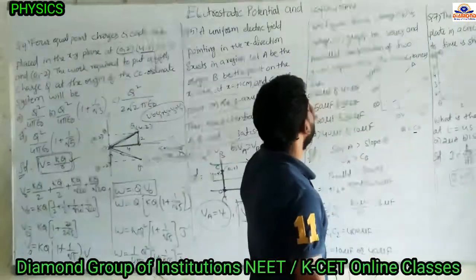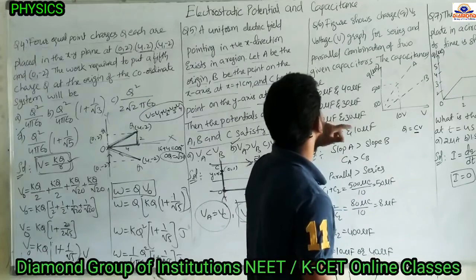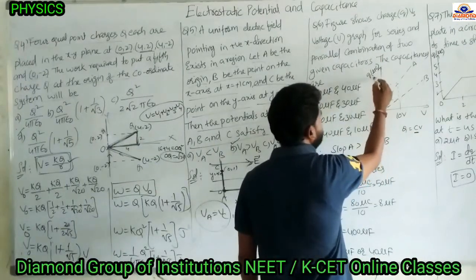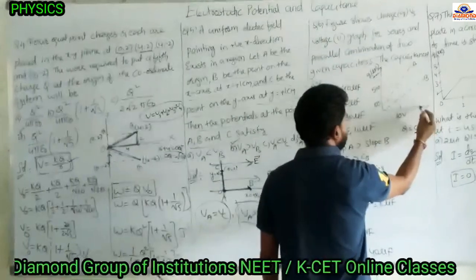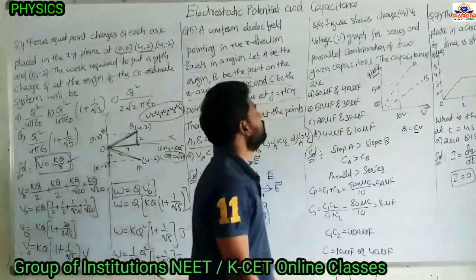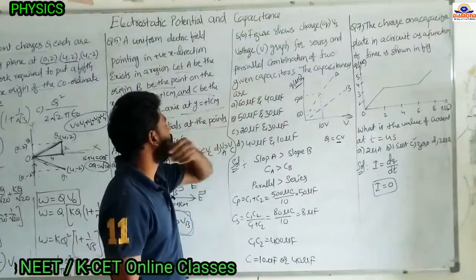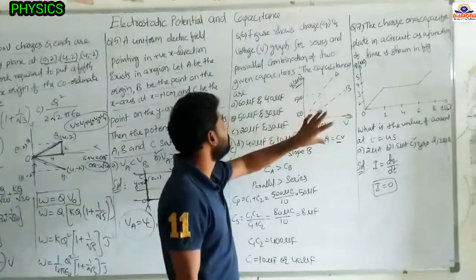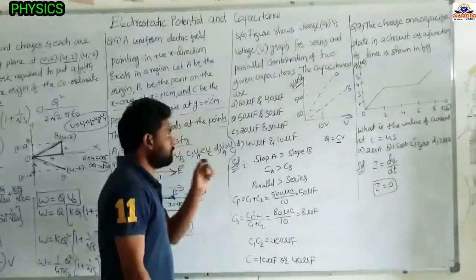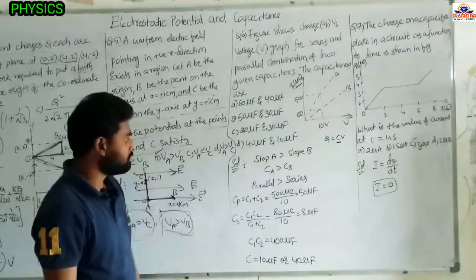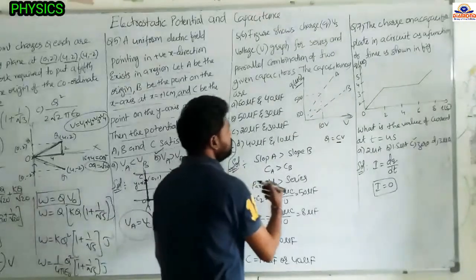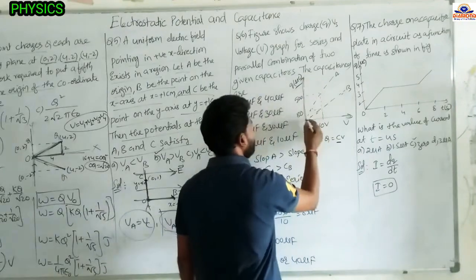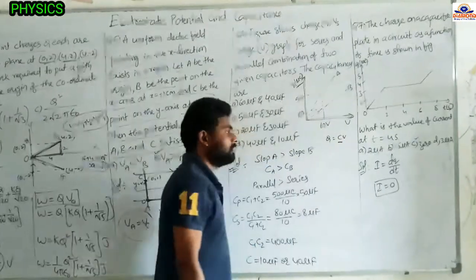Now come to the sixth question. The figure shows charge versus voltage. In the given figure, on the y axis they are taking the charge in microcoulombs, and on the x axis the voltage. This graph is for the series and parallel combination of two given capacitors. Based on this graph, it is an easy, mains level question. Once you see this graph, this one is A and this one is B, with charge on the y axis and voltage on the x axis.